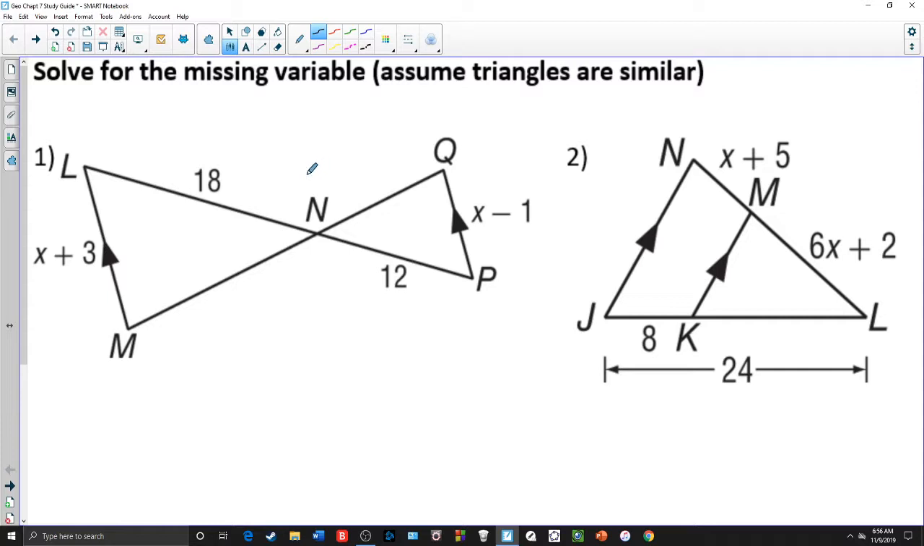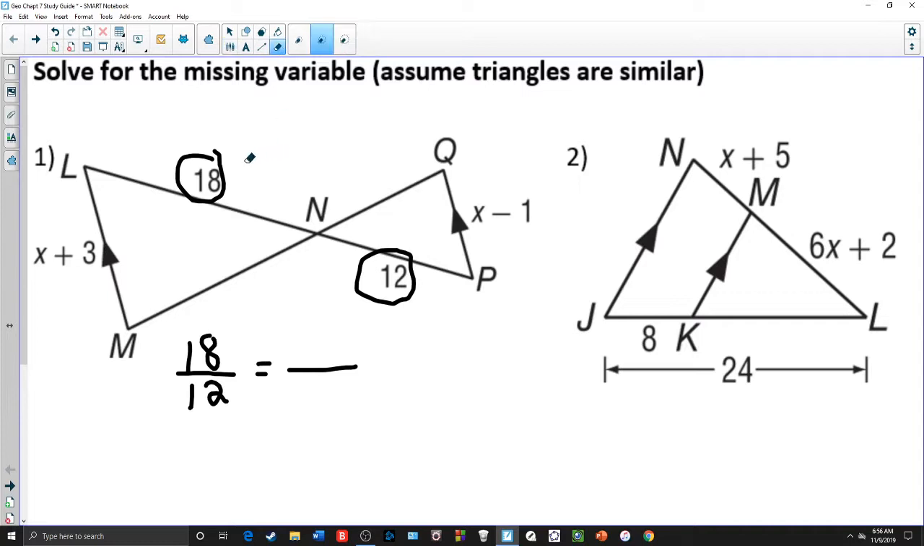So we need to make sure we put the right pieces in our fraction. So I'll have a fraction here equals a fraction there. And we want to start with the solid numbers. So here we have 18, and here we have 12. And we're going to link those two up together. Now, why 18 and 12? Why not 18 and x minus 1 or 12 and x plus 3?